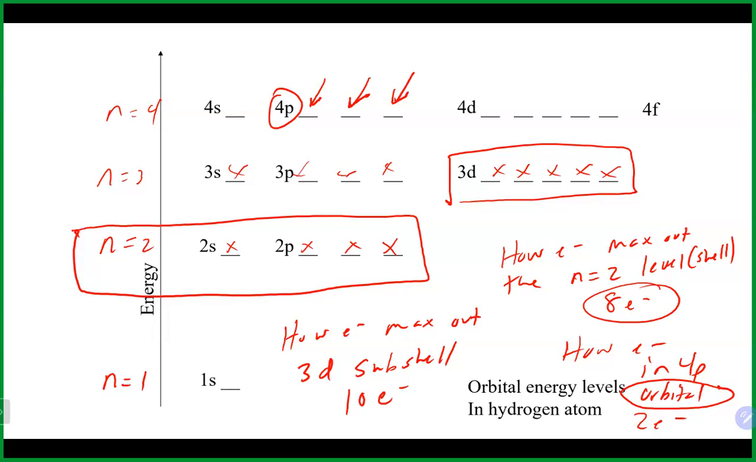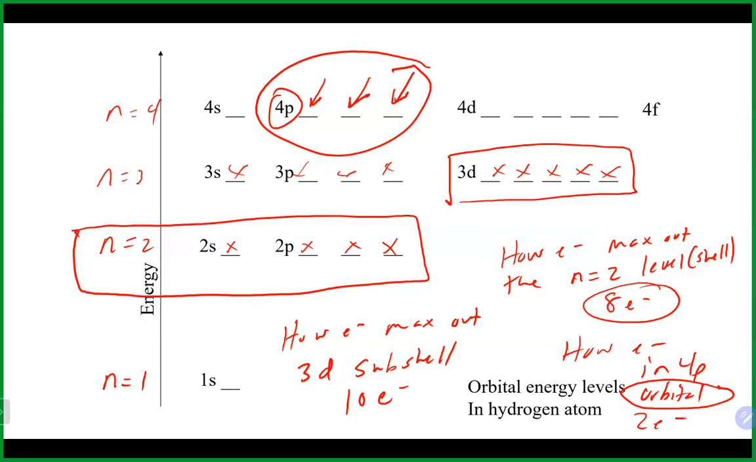If I said how many electrons in the 4p subshell, how many would it be? It would be 6 at that point. So if I said the 4p subshell, that's all of them together, and then it would be 6. Yeah. Any questions on any of that? Questions? Yeah.